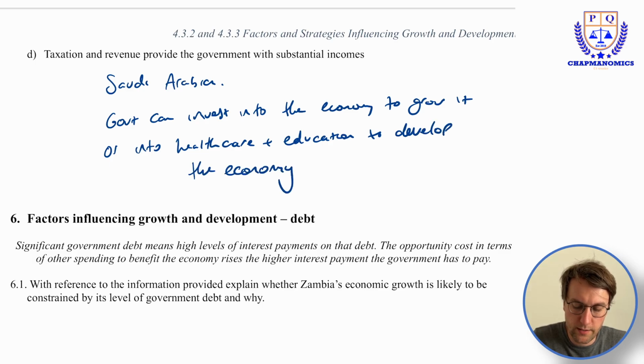Again, thinking HDI. So if you get a huge amount of money coming in from your primary products and the government gets substantial incomes, then the government can invest into supply side policies to try to grow the economy. It can invest into subsidies and skills and all those kinds of things. Or it can invest into healthcare and education here to develop the economy too. And so here, really, primary product dependency is a problem if you are primary product dependent in the long term. But in the short term, it's maybe not such a bad thing.